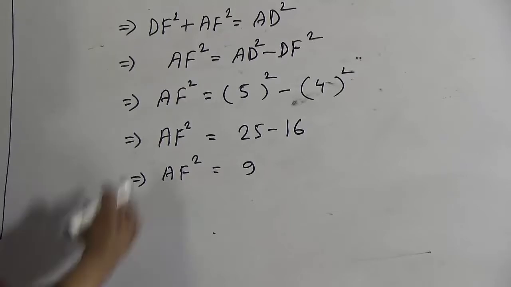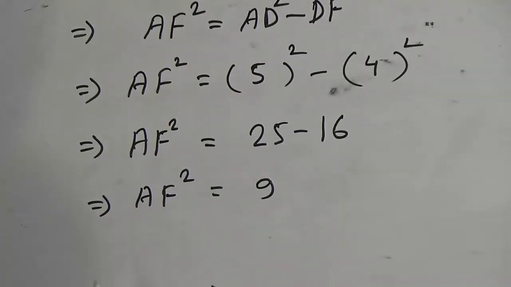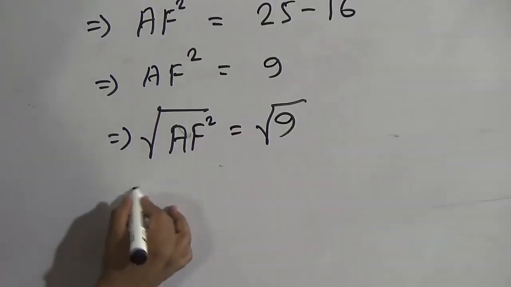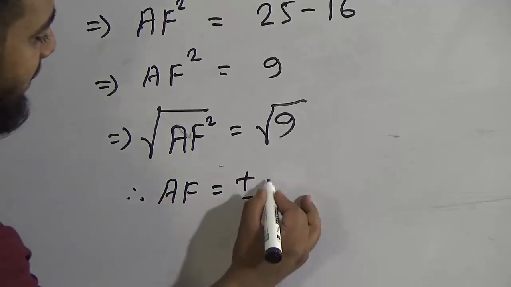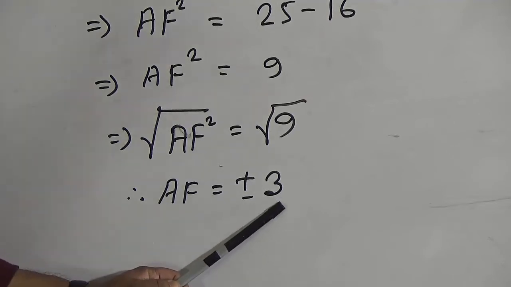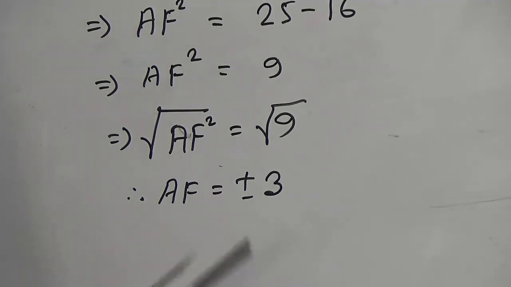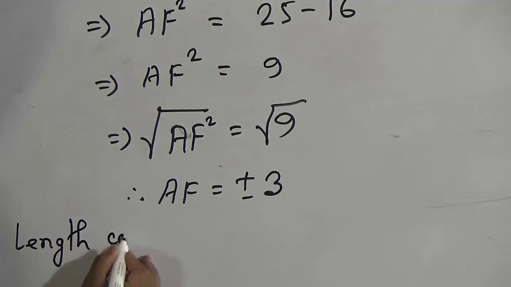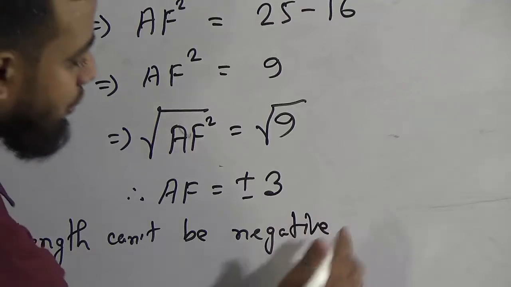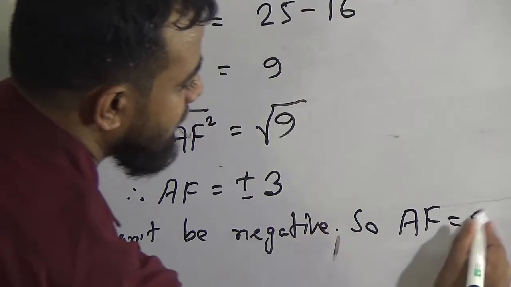So if we take the square root on both sides of this equation, we can find out the value of AF. Now take the square root on both sides, okay? AF is the square root of 9. Therefore, AF is equal to plus or minus 3. But my dear students, length can't be negative. That's why the value of AF must be 3. You can write down, length can't be negative. So AF is equal to 3 meter.